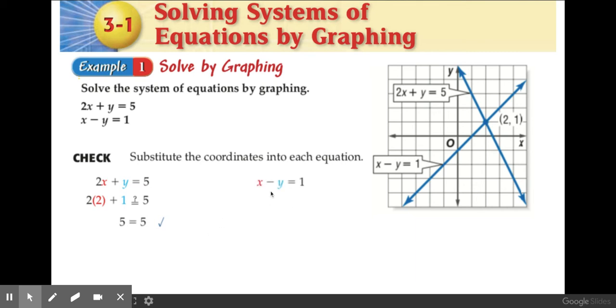Let's check it in the second equation. Again, my x coordinate is 2. My y coordinate is 1. 2 minus 1 is 1. Does 1 equal 1? Yeah, it checks out. So it worked in both equations, which means my solution is in fact (2, 1). Okay? That means that I did everything correctly.